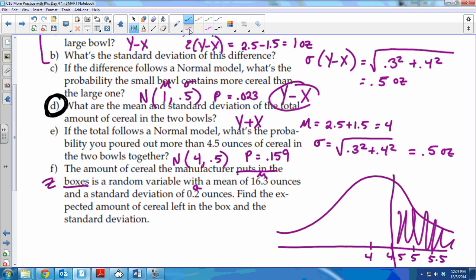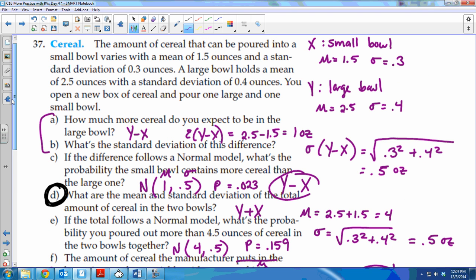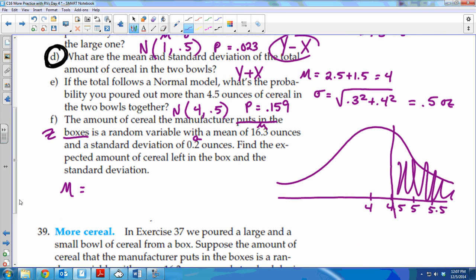Yeah. So to figure out what's left for the mean, what am I going to do? Subtract. How would you know? Because the original question way up here a long time ago said you open a new box of cereal and pour one large and one small bowl. That's fine. Subtract the mean, right? Well, you have the amount that is in the box, and you want to subtract out both of what you added together, the total. Yes. So you're doing z minus x plus y, right? So that's 16.3 minus 4. So 12.3 ounces.